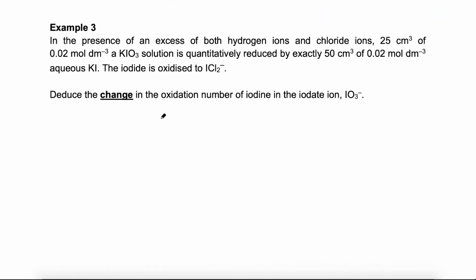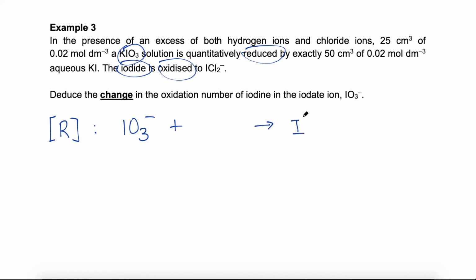Feeling confident so far? Let's move on to example 3. In this example, potassium iodate is being reduced while iodide is being oxidized. We are going to set up our half equations again. In the reduction equation, iodate gains a certain number of electrons to form a species with a certain oxidation state which we do not know. The original oxidation state is +5. That means it must gain 5 minus n electrons.